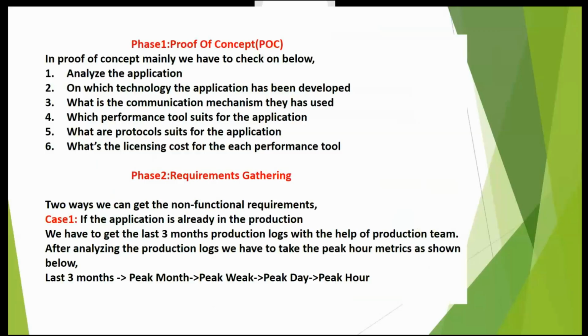The next phase is requirement gathering. In the requirement gathering, we have to proceed in two ways. The first is if the application is already in production, then we have to take the last 3 months of production logs with the help of the production team. After analyzing the production logs, we have to take the peak hour metrics as shown below.